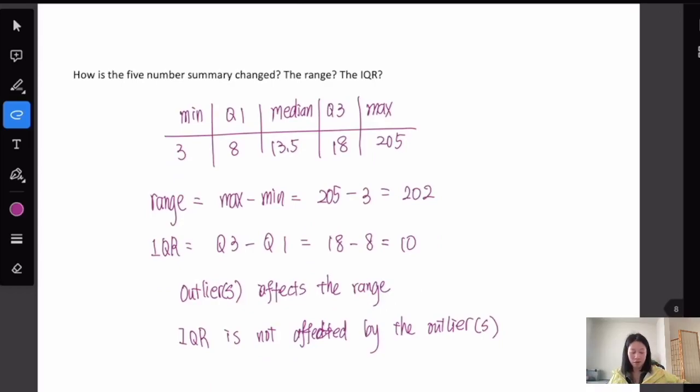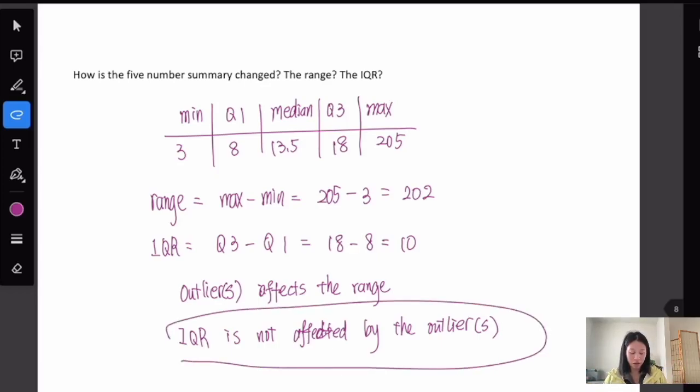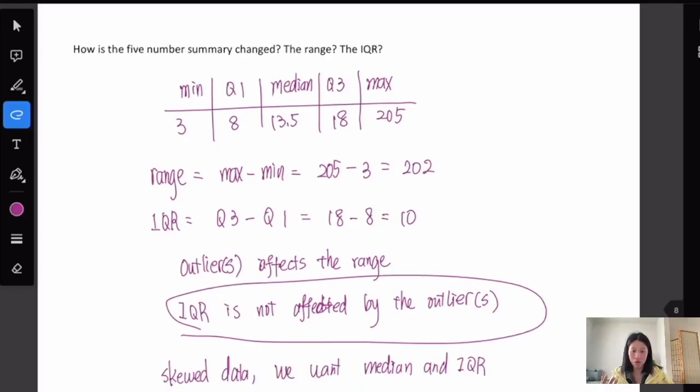Okay, so that's it for the median and interquartile range. Again, because the outlier is not affecting the interquartile range, that's why when we analyze or describe skewed data, we want to use the median and interquartile range, because those two are resistant to outliers.